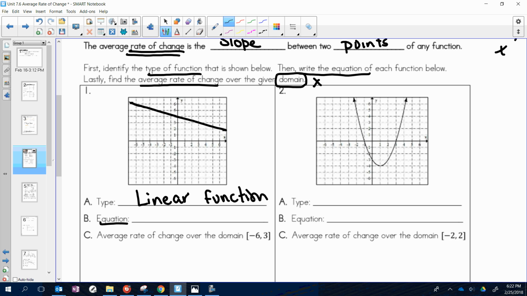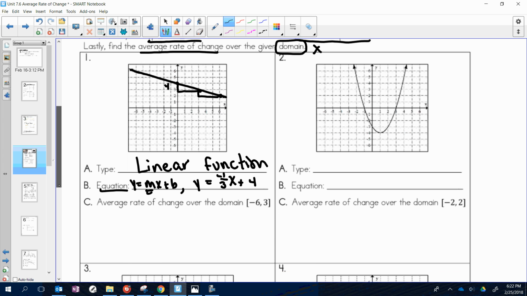The equation of that, well, if I'm thinking about mx plus b, because that's the equation of a line, I would need the slope and the y-intercept. The y-intercept is 4. That's right there. So plus 4 at the end. So y equals the slope in front of the x. We go down 1 and over 3, down 1 and over 3. So down 1 over 3 in front of the x. So negative 1/3 x plus 4.